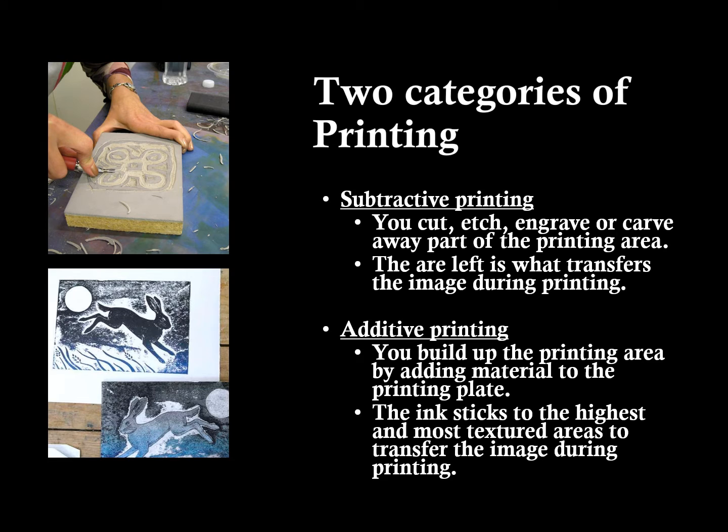So there are two categories of printing. We have subtractive, where you carve away the extra parts of the image, and then we have additive, and that's where you create the image and put it onto the printing plate. And that is what we are going to do. We are creating a collagraph print, and it's the additive method.